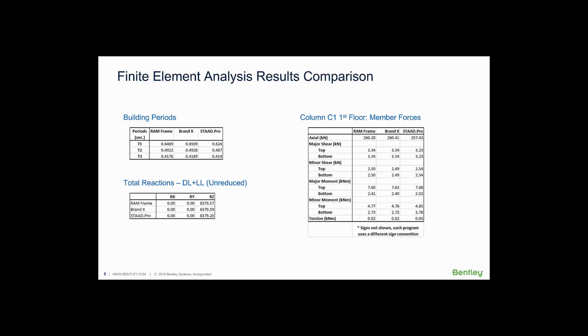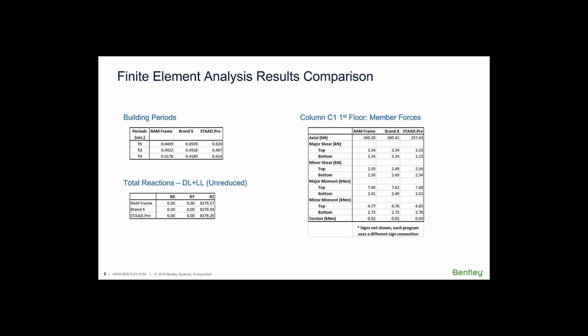And it may be that they diverge even that much because there may be a slightly different value used for E, or some material property calculation that's done maybe slightly different, could account for those differences. Look at the total reactions for the dead load and the live load, the unreduced live load.